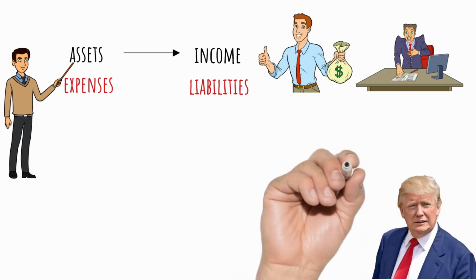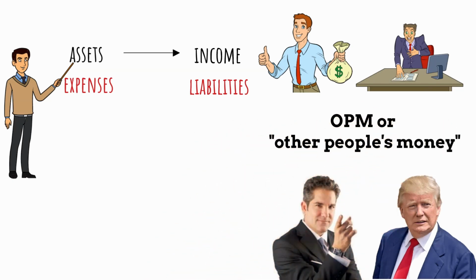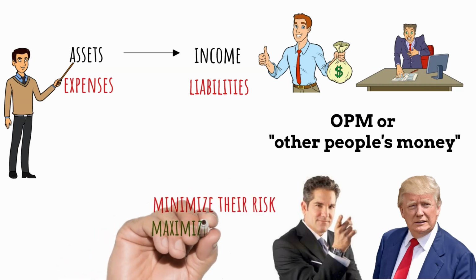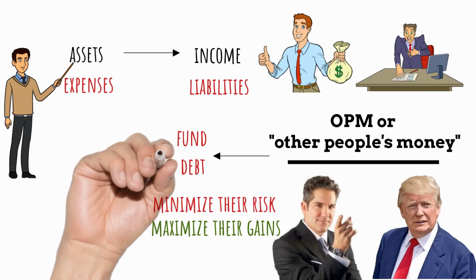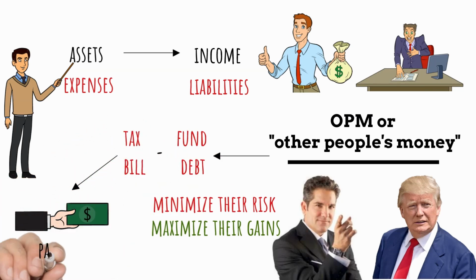Donald Trump and Grant Cardone are both real estate investors who use OPM, or other people's money, to finance real estate deals. Investors often use strategies to minimize their risk and maximize their gains. If you use other people's money to help fund debt and then deduct it against your tax bill, you will pay less tax. And this is something we want, right?